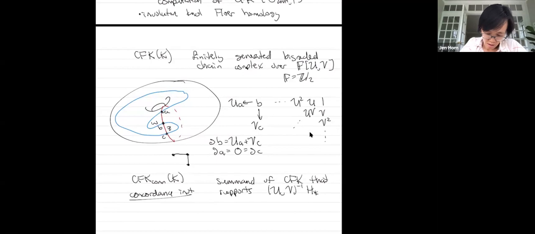This idea of CFK connected was implicitly defined in work of myself, and also work of Ian Zemke. It's the concordance analog of some homology cobordism work due to Matt Stoffregen in the Pin(2) monopole setting, or by Kristen Hendricks, myself, and Ty Lidman in the involutive Heegaard Floer setting. And then it was written down in the knot Floer setting.